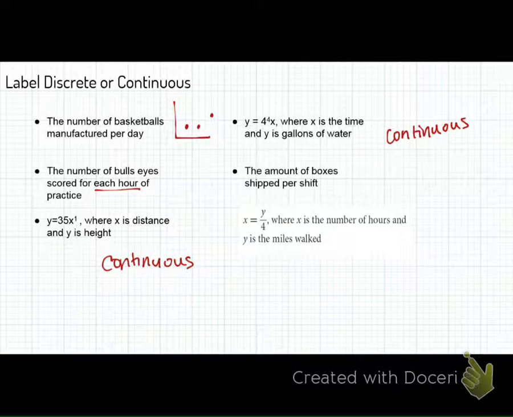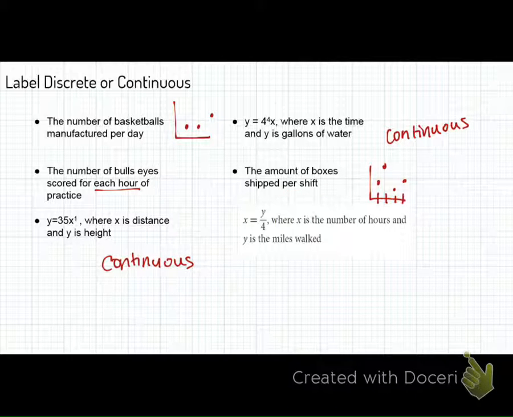Next one, the amount of boxes shipped per shift. This one, it's going to be discrete, right? Because we're going to count it at every shift, right? Shift 1, 2, 3, 4. Maybe the first shift it's this many. Maybe the next shift is a lot. Third shift is lower. Fourth shift is like that. Now I know you're thinking, like, can we connect the dots? Yeah, but we are not connecting the dots because we're only counting once per shift.